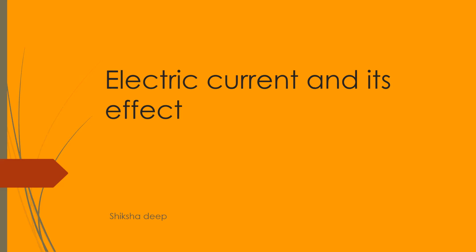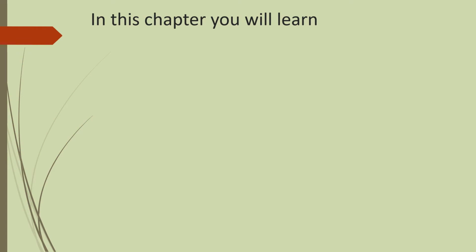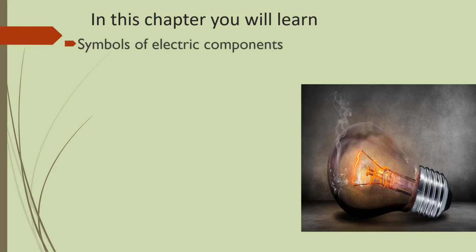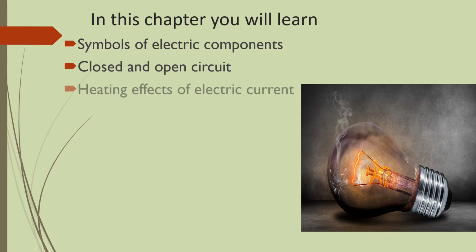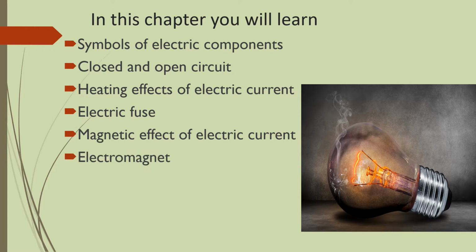Today I am going to teach you the chapter Electric Current and its Effect of class 7th. This is completely based on CBSE syllabus. In this chapter you will learn symbols of electric components, closed and open circuit, heating effects of electric current, electric fuse, magnetic effect of electric current, electromagnet, electric bell. So let's get started.